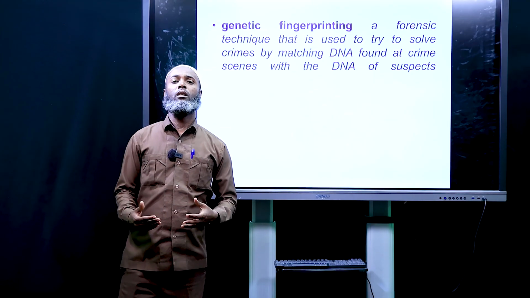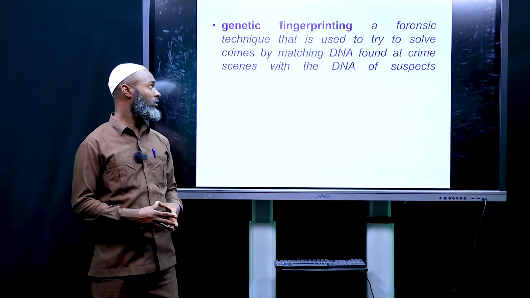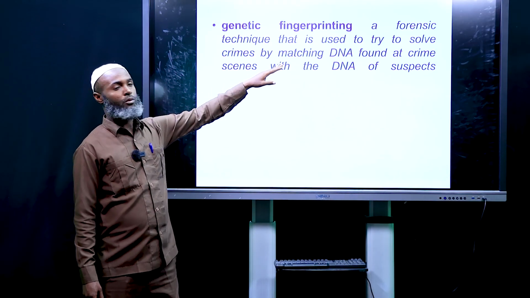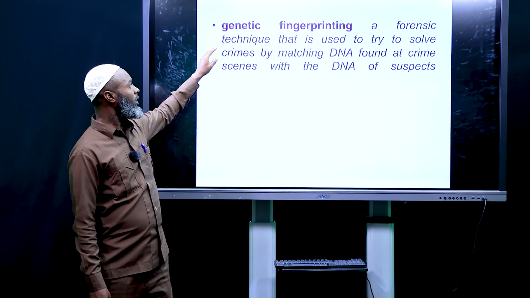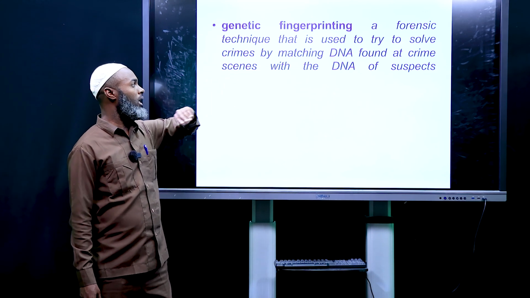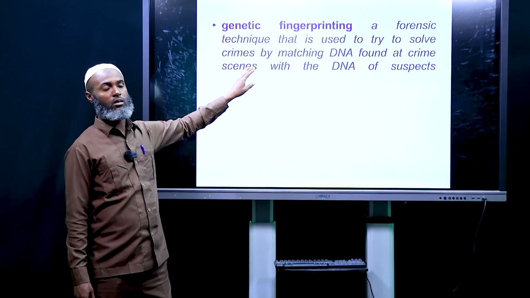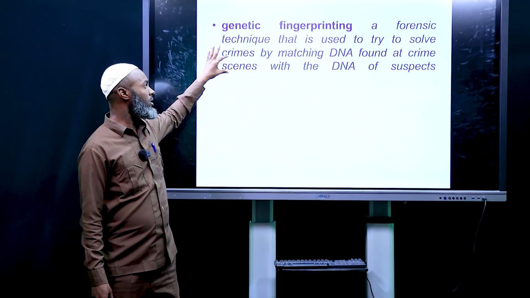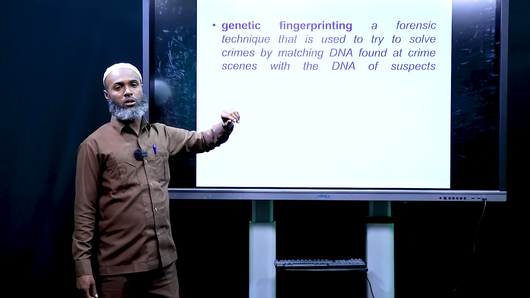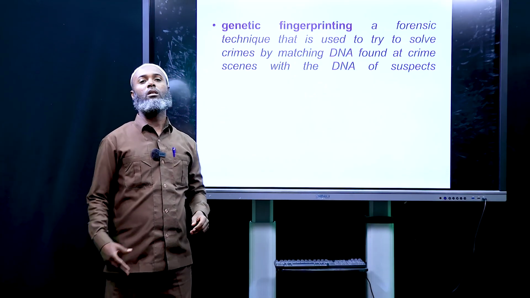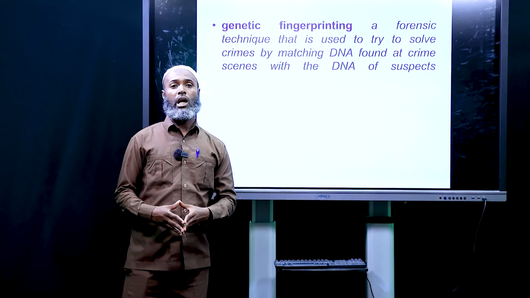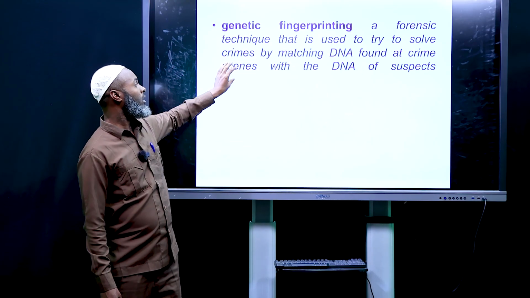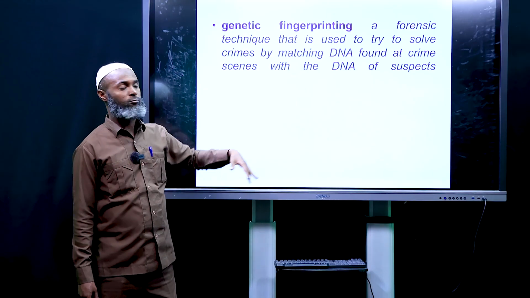The other is genetic fingerprinting. Fingerprinting is a forensic technique that is used to try to solve crimes by matching DNA found at the crime scene with the DNA of a suspect. So fingerprints are taken, and this is very important for investigating a criminal.